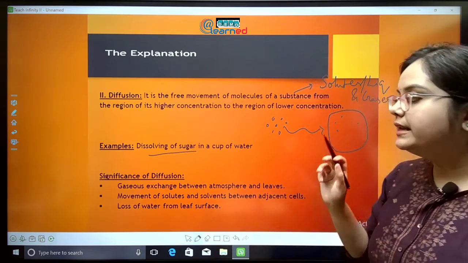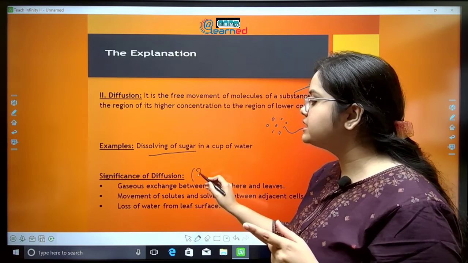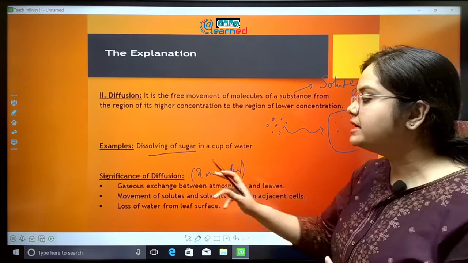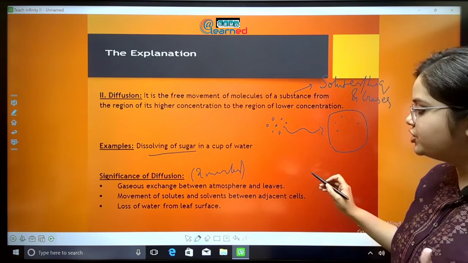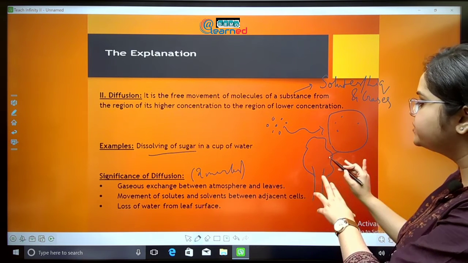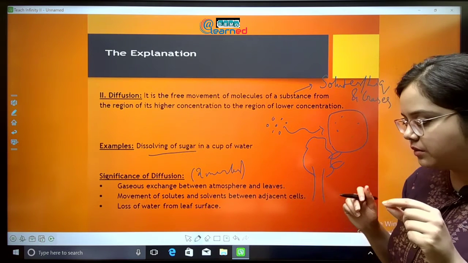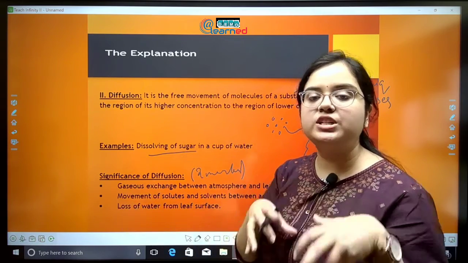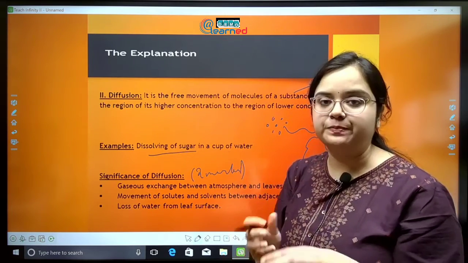Significance of diffusion. Now, just like imbibition, the significance of diffusion is also very important. These can come up as 2 marks direct questions, so you better pay attention to it. Gaseous exchange between atmosphere and leaves. Imagine a plant, imagine a tree, and this is the foliage of the tree, these are the leaves. If you go to the leaf level, what would you understand? That carbon dioxide is being given out, oxygen is being taken in. All this is happening through the stomatal pores, and this is because of diffusion of these gases.